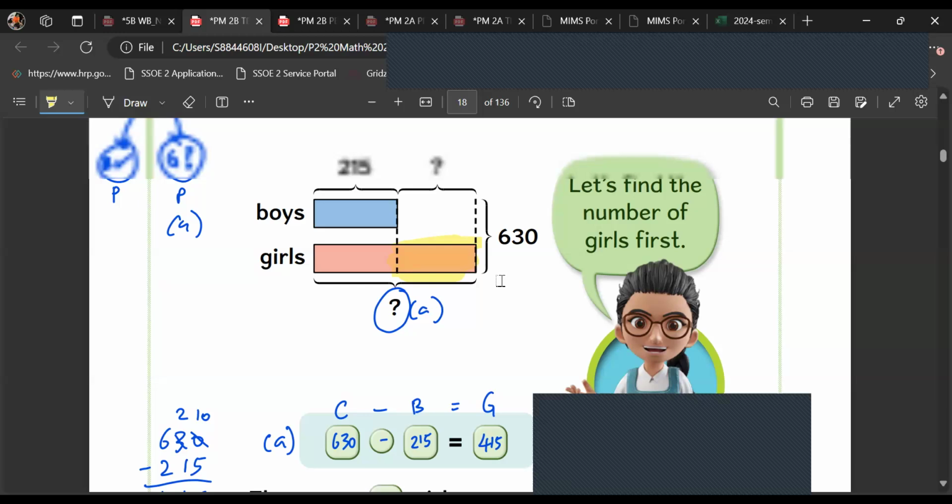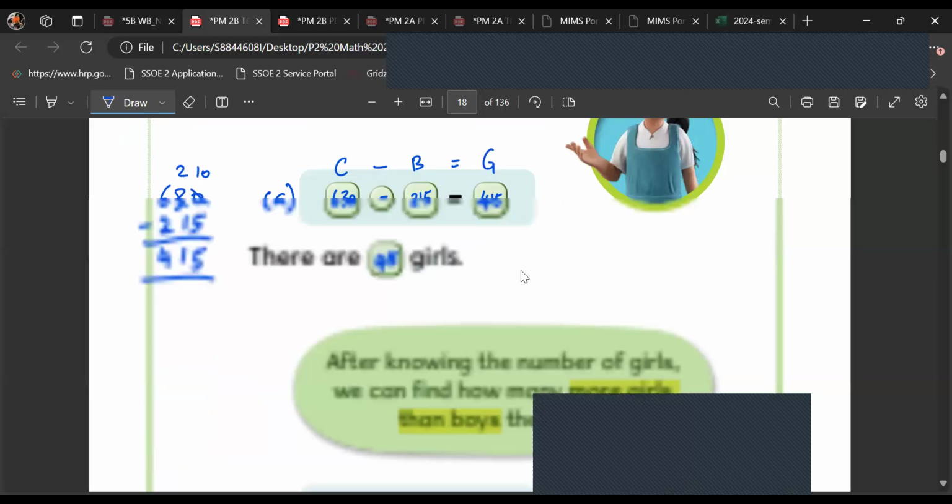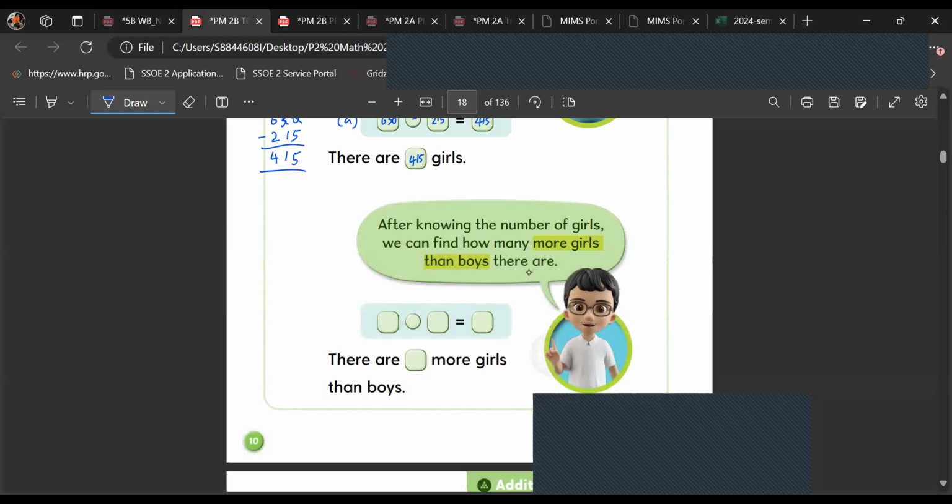Here, this part B. Here, the extra part here. So I will have to go to the second part here. After knowing the number of girls, I will take the number of girls, which is the bigger number, minus the boys, which is the smaller number, to find out how much more than.